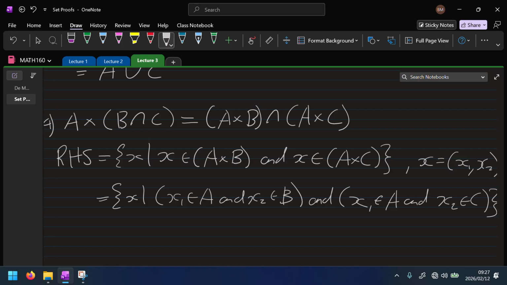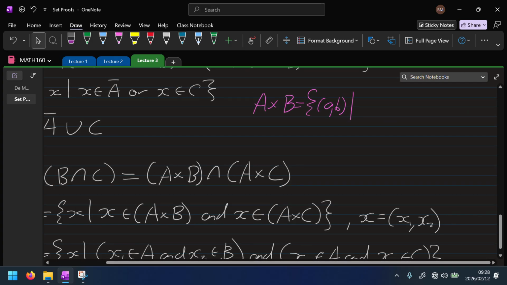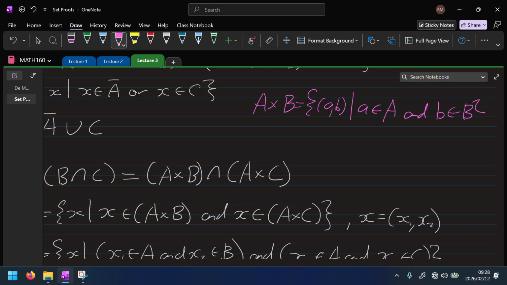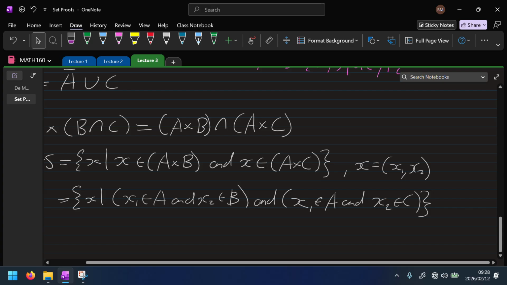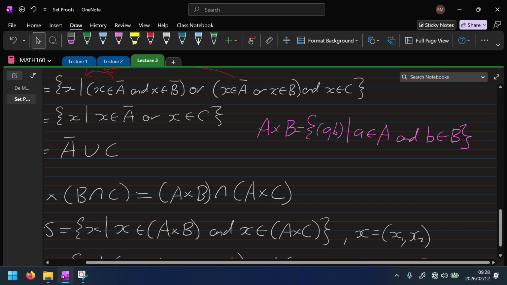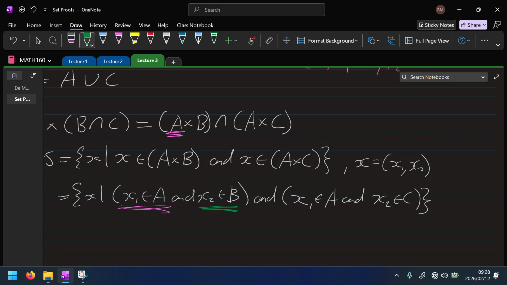So what does it mean to belong to the Cartesian product? Remember, A cross B is all the pairs (A, B) where the A belongs to the first one and the B belongs to the second one. Here, this X we're going to write as X1, X2, or you can write it as A comma B. It's up to you. So X1 must belong to the first set. X2, that's the second one, must come from the second set.